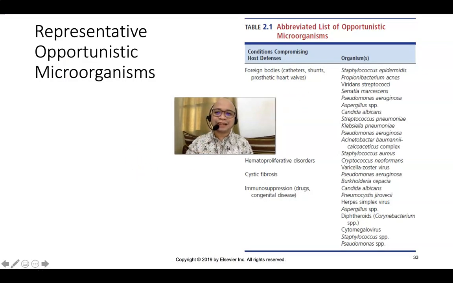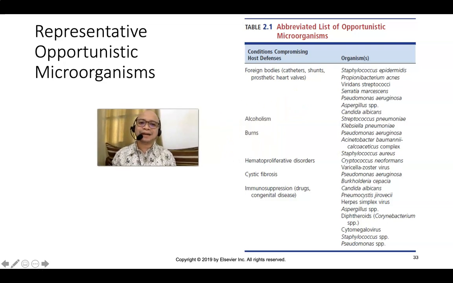These are the most common representative opportunistic microorganisms. So what conditions will compromise the host defense? The presence of foreign bodies, such as if a person has a catheter or prosthetic heart valve, and cases of alcoholism, burns, hematoproliferative disorders, cystic fibrosis, and immunosuppression. All of these may allow the corresponding organisms to become opportunistic. So pause and screenshot this one.